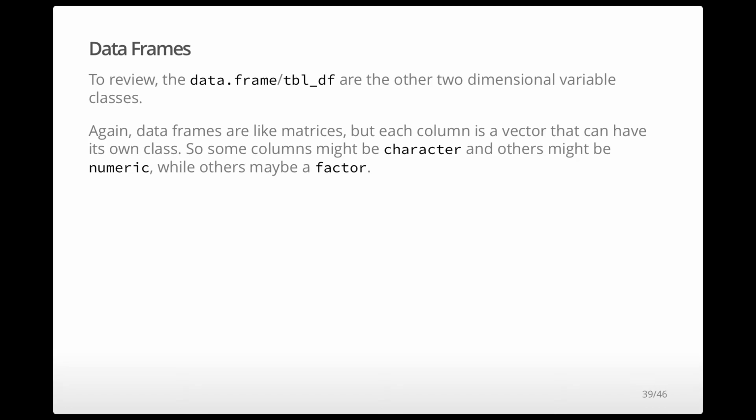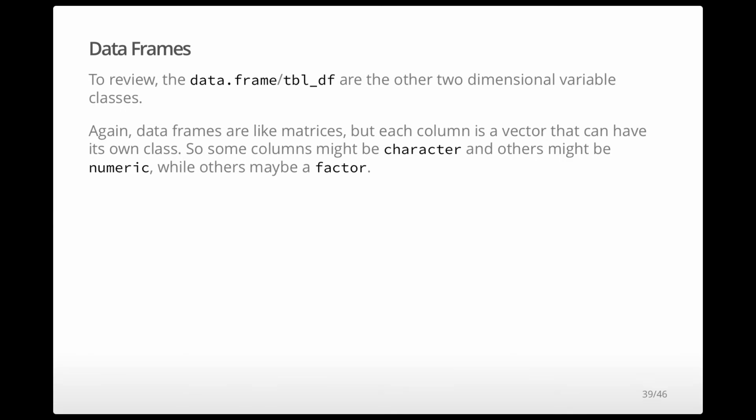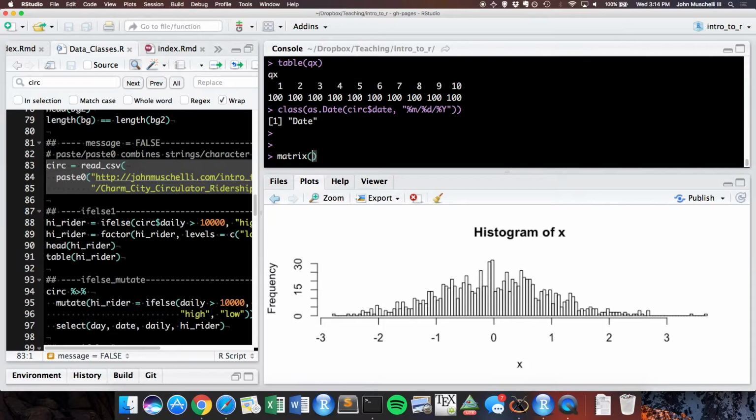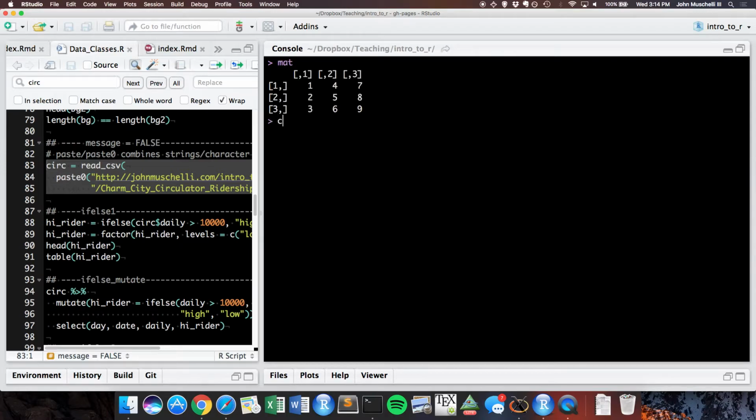So we've talked about data frames and tables. There are other two-dimensional things. They're like matrices. Each column is a vector, but it can have its own class. Matrices are all the same, either characters, numeric, or logicals. But if you want to take a matrix and convert it into a data frame, we see that class of Matt, see that it's a matrix, right?